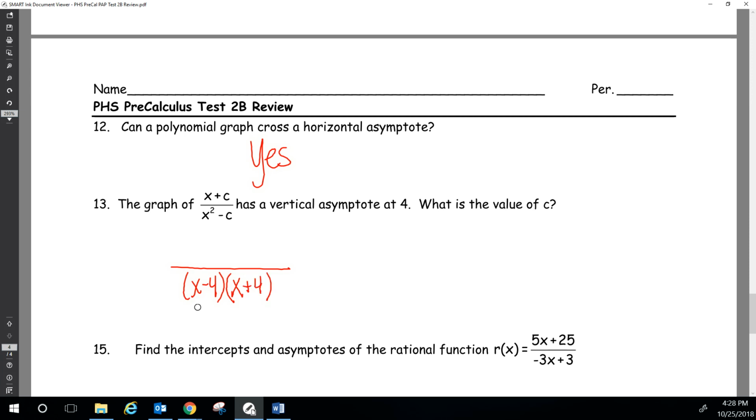And then if I were to multiply these guys together, I'd get negative 4 times 4. So this would be x squared minus 4x plus 4x cancels out. Negative 4 times 4 would be minus 16, which means the c needs to be 16.